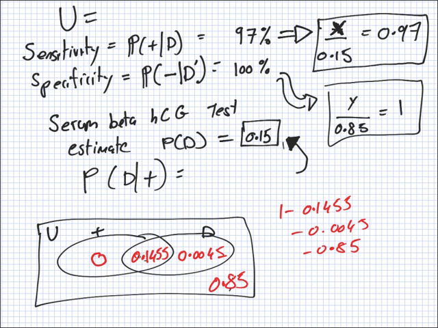Well, this test is rather unusual because one of the parts of it is 100%. So what's the probability that you're pregnant given that it's a positive result? So that would be 0.1455 over positive result. What's that? 0.1455. So this equals 1 here. So for this test, if you have a positive test result, then the conclusion is you must be pregnant.